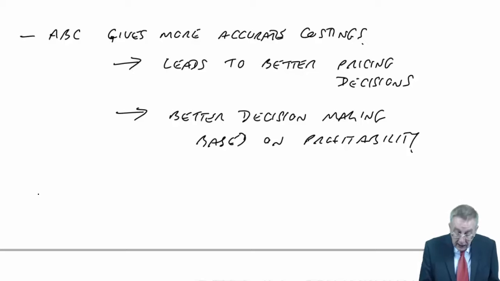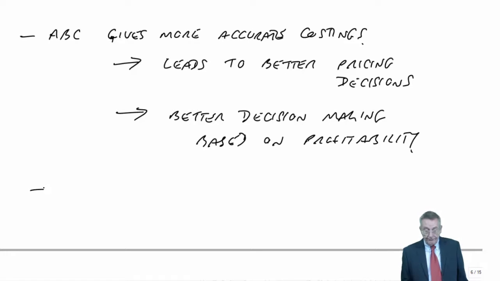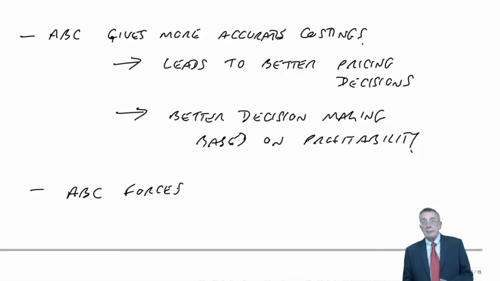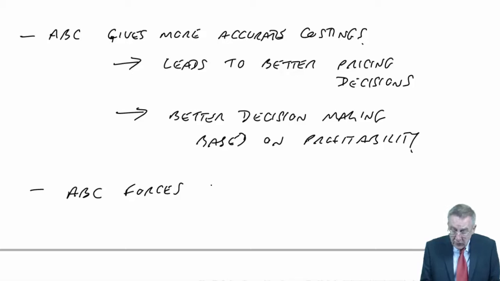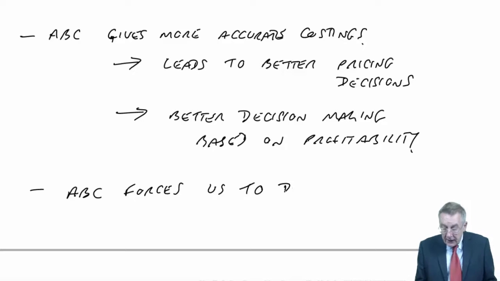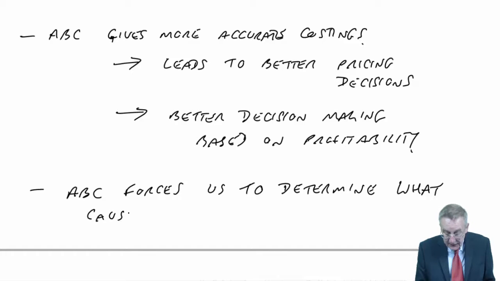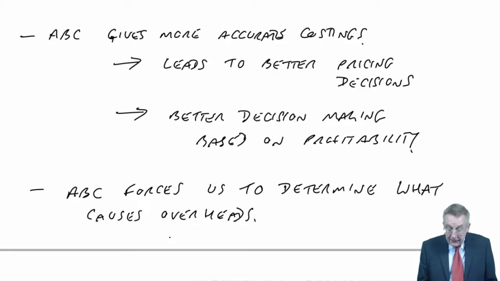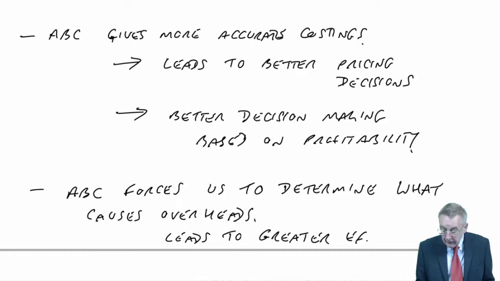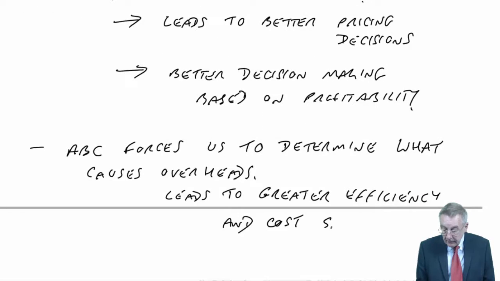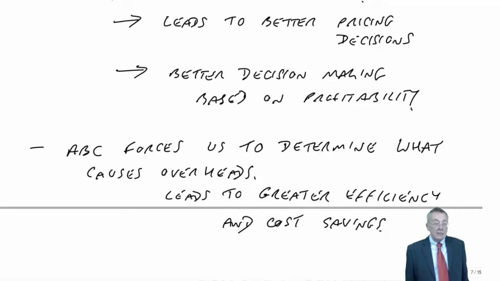So that's one strength. The other, possibly more importantly, is that if we're using the ABC, it forces us, and in fact let me write this first and then I'll make sure you're clear about it afterwards, but it forces us to determine what causes the overheads, and that leads to greater efficiency and cost savings. Let me explain what I mean there.